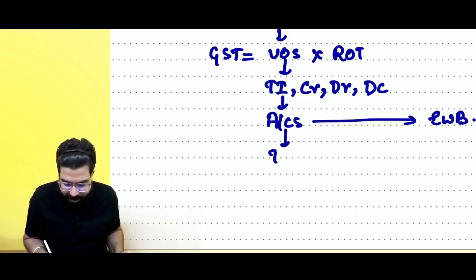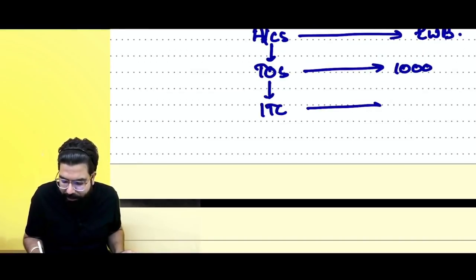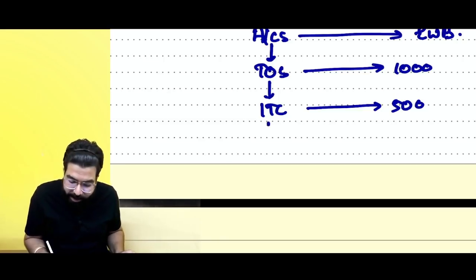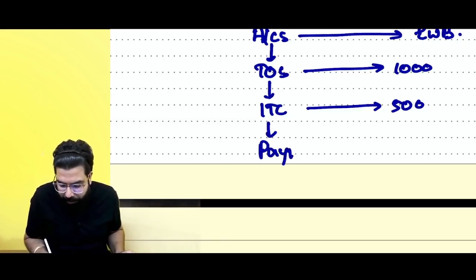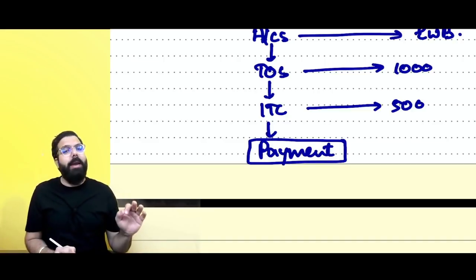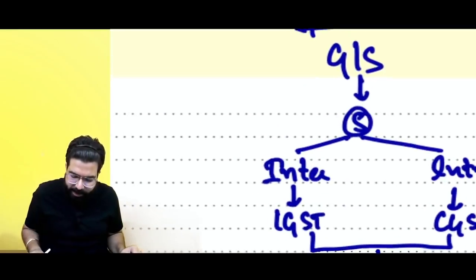Now your liability comes. Liability is supposingly 1000 rupees. What will you do? You will use your input tax credit. For an example, 500 rupees input tax was there. You will use it. Remaining amount, you will have to make the payment, and hence comes the chapter of payment of taxes. Let's quickly do a section revision till here.